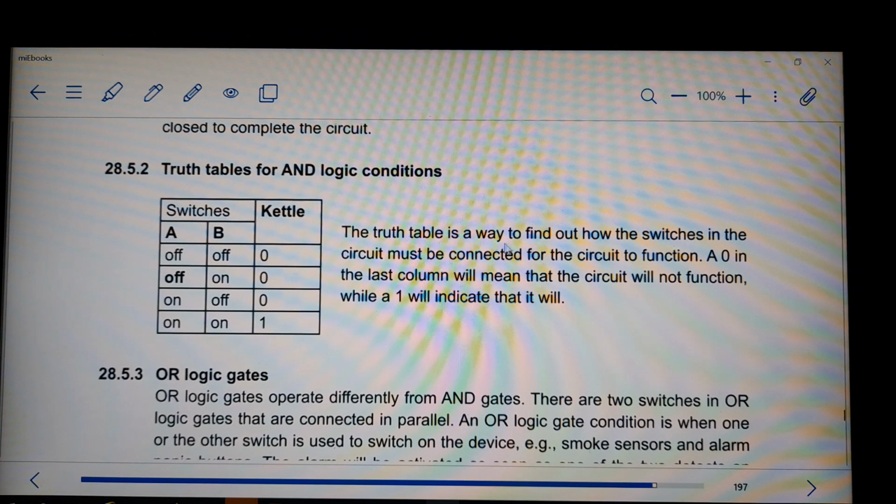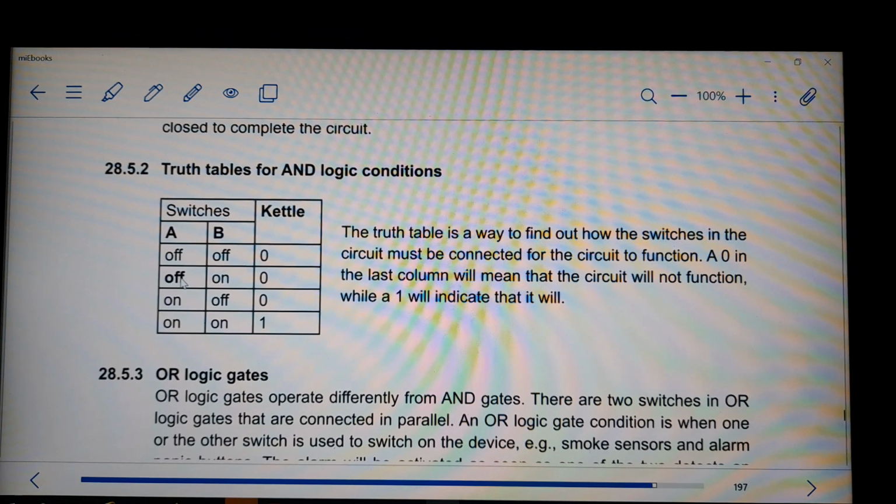The truth table is a way to find out how the switches in the circuit must be connected for the circuit to function. A 0 means it's off, and in the last column it will mean that the circuit will not function, while a 1 will indicate that it will function. So this is the output, these two are the inputs. And for the AND gate, we know both the inputs must be on, so they must be 1. So if it's off, it means it's 0, it's 0, then we will get 0 here.